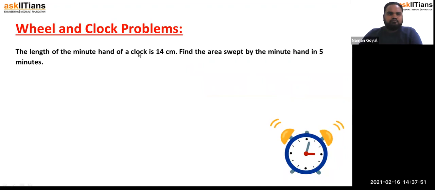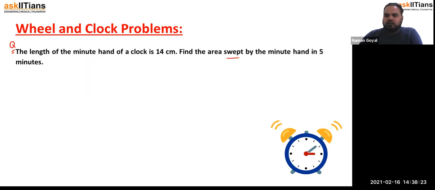Now, there is a question. There is no new concept today, only questions, which we will do with the help of the previous knowledge we learned. The first question is: the length of the minute hand of a clock is 14 centimeters. Find the area swept by the minute hand in 5 minutes.